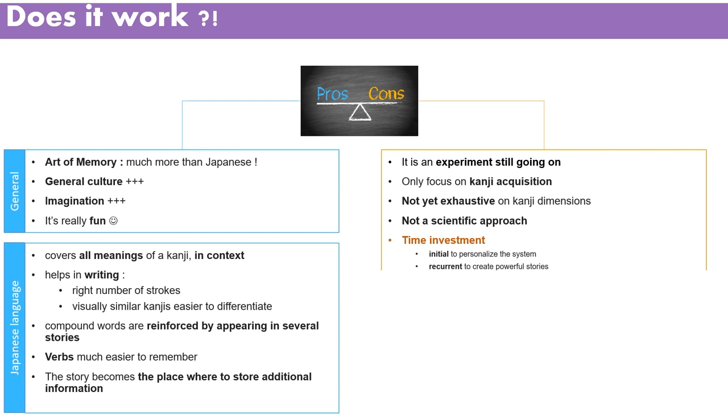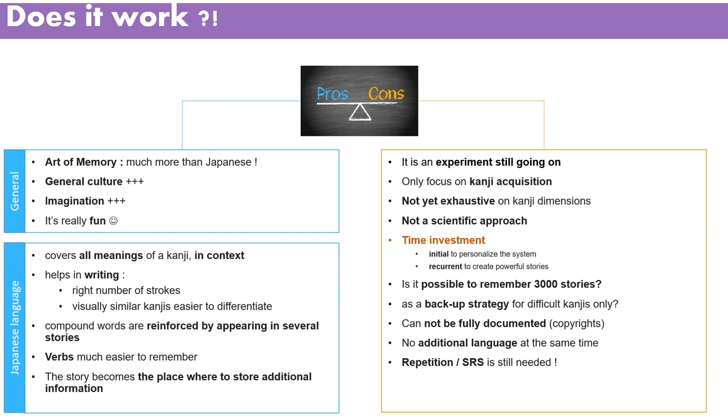Now, is it possible to remember 3,000 stories? I can testify it works well for 300 stories so far, but 10 times more, I just don't know it yet. Then, is it even an efficient strategy to try to create stories for all kanjis? Shouldn't it be only a backup strategy, used only for difficult kanjis instead?